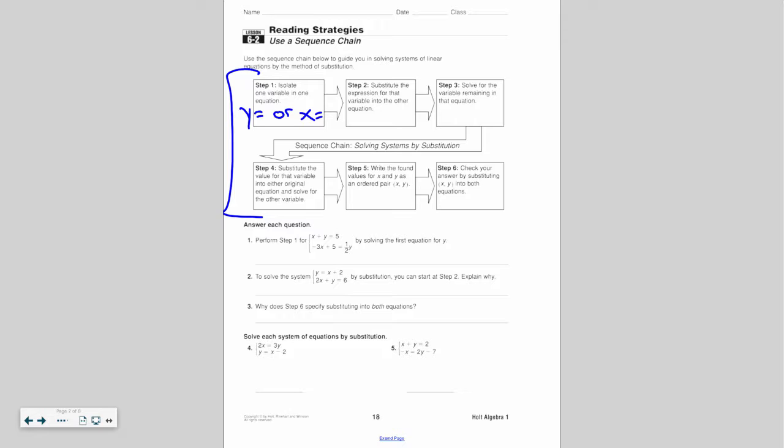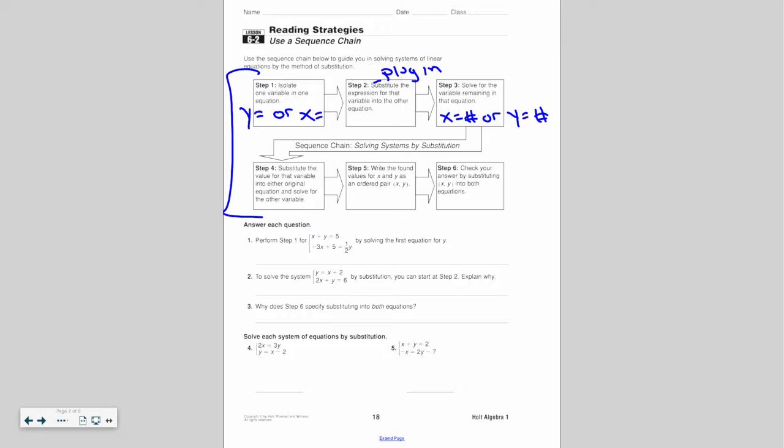Okay, second step is to take that equation and plug it in. Substitute. Substitute means plug in. Okay, so I'm just going to take that and plug it in. I'm going to solve in step 3, so I'm going to get an x equals a number or y equals a number.